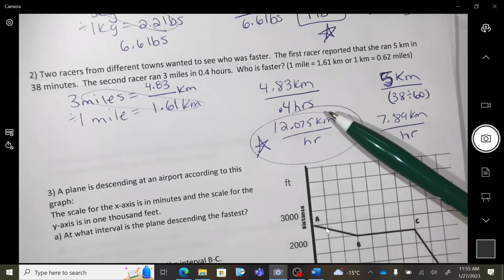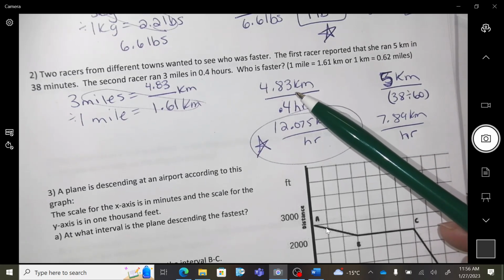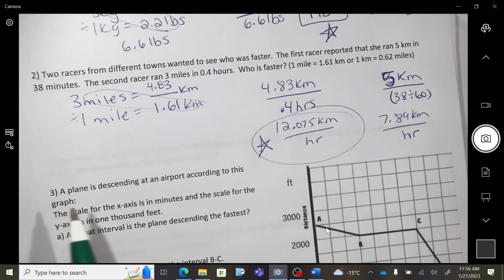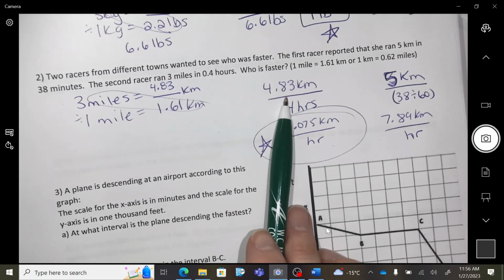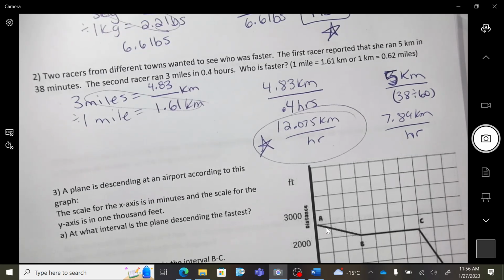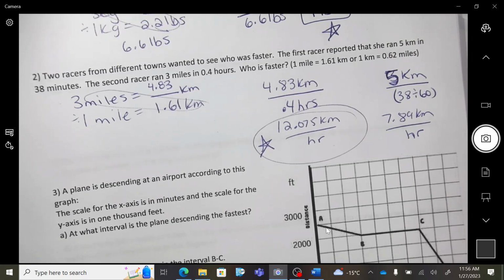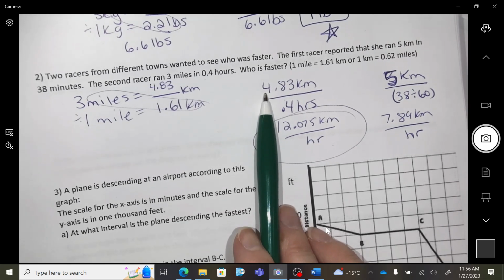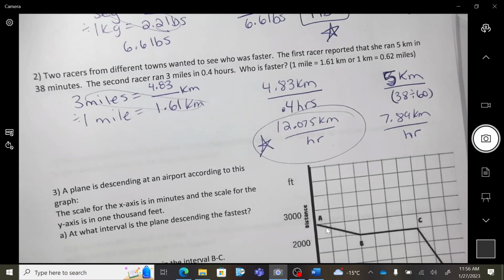How did I get the 12? Did you get something different? 4.83 divided by 0.4. Oh, you times, yeah. Divide. Kilometers per hour, divide. Right, this is less than a half hour, so they're obviously going to at least double that.